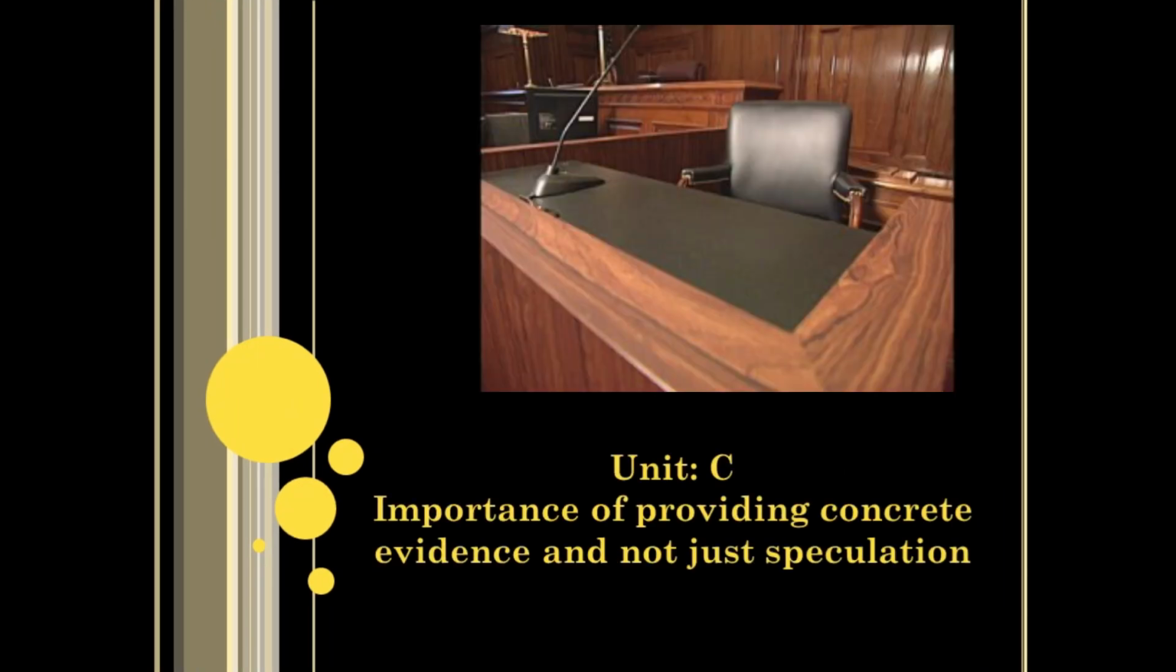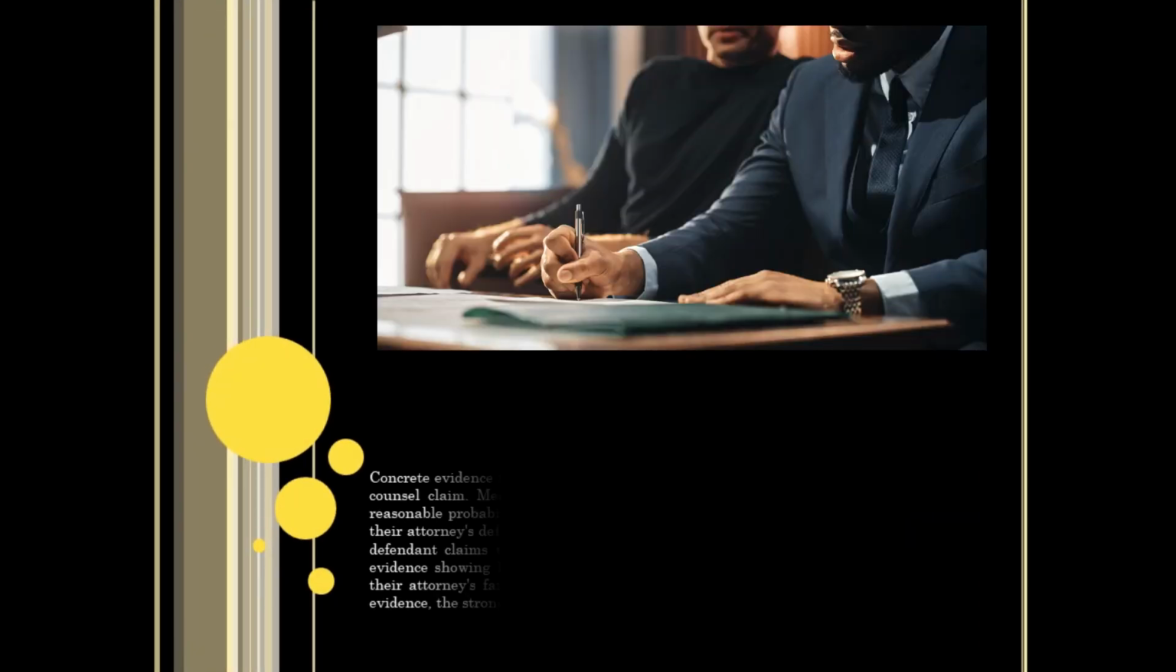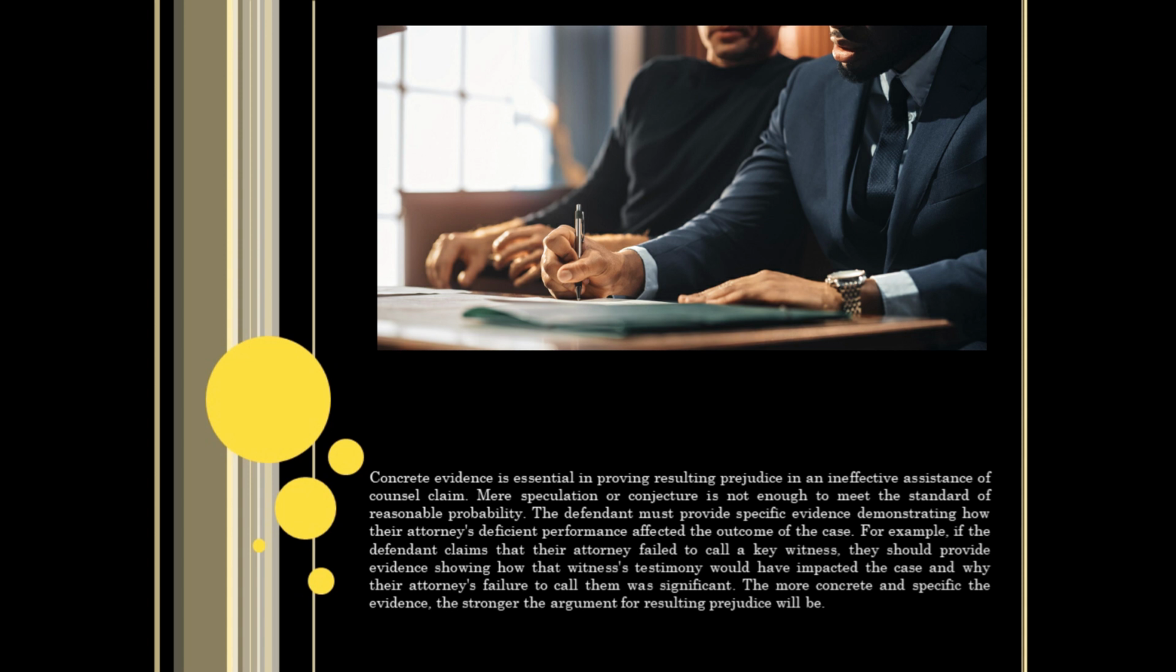Unit C: importance of providing concrete evidence and not just speculation. Concrete evidence is essential in proving resulting prejudice in an ineffective assistance of counsel claim. Mere speculation or conjecture is not enough to meet the standard of reasonable probability. The defendant must provide specific evidence demonstrating how their attorney's deficient performance affected the outcome of the case. For example, if the defendant claims that their attorney failed to call a key witness, they should provide evidence showing how that witness's testimony would have impacted the case and why their attorney's failure to call them was significant. The more concrete and specific the evidence, the stronger the argument for resulting prejudice will be.